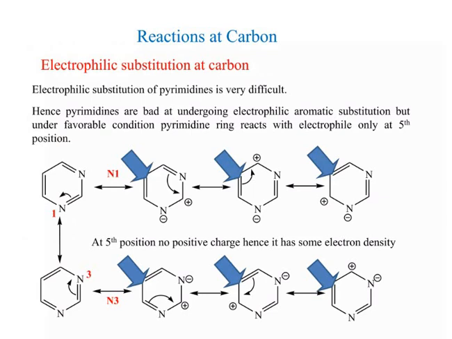Now reaction at carbon. Electrophilic substitution at carbon. Electrophilic substitution of pyrimidines is very difficult. Hence pyrimidines are bad at undergoing electrophilic aromatic substitution, but under favorable conditions, the pyrimidine ring reacts with electrophile only at the 5th position. You can see the position of 5th. At the 5th position, there is no positive charge, hence it has some electron density. So you have to write the resonating structures and you can see the situation.